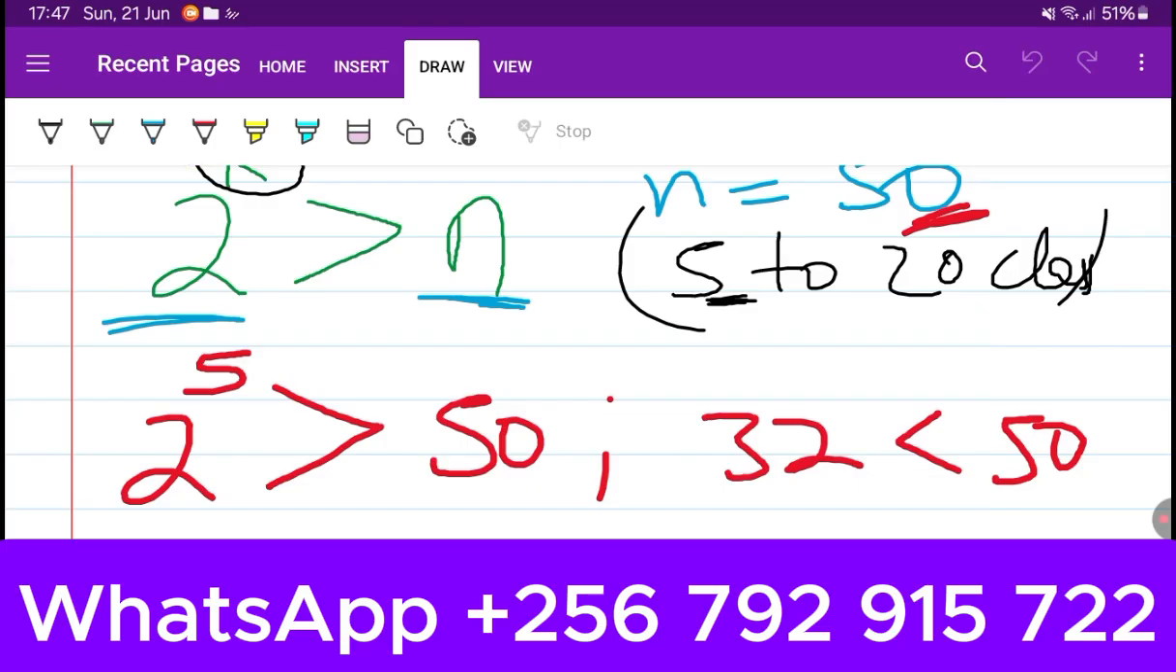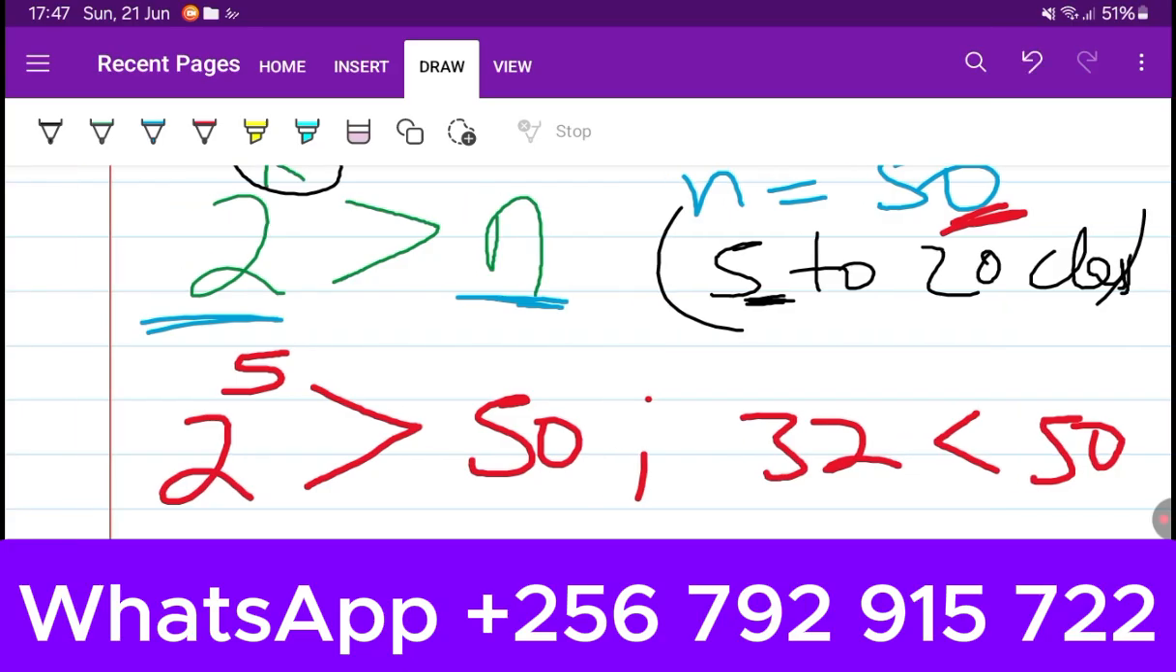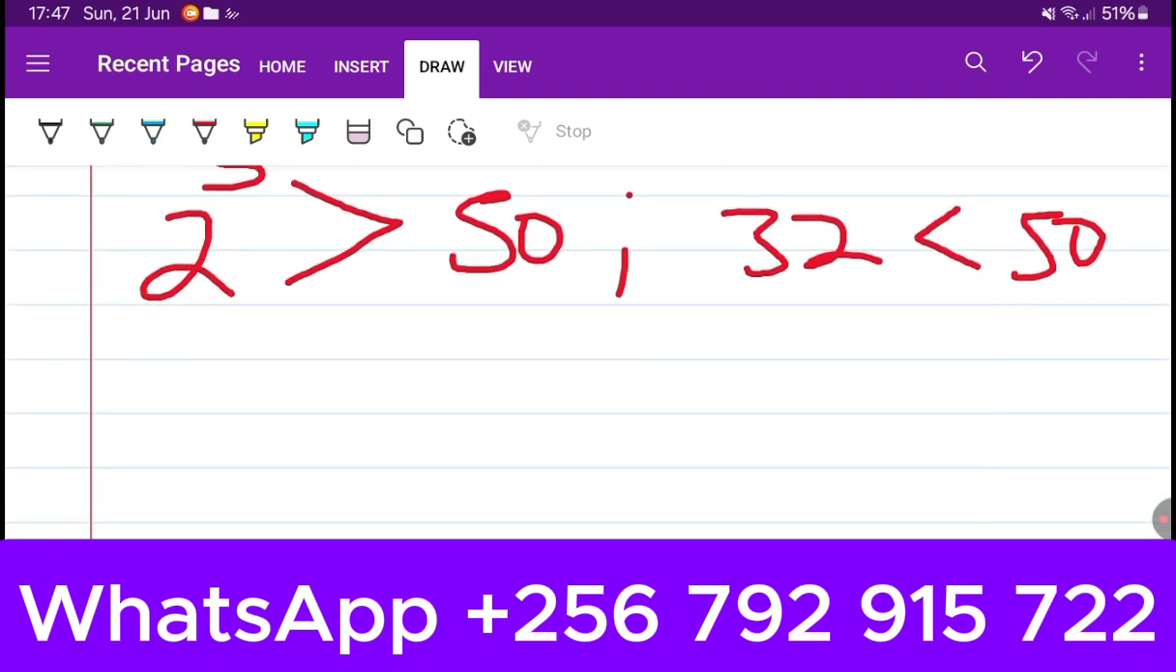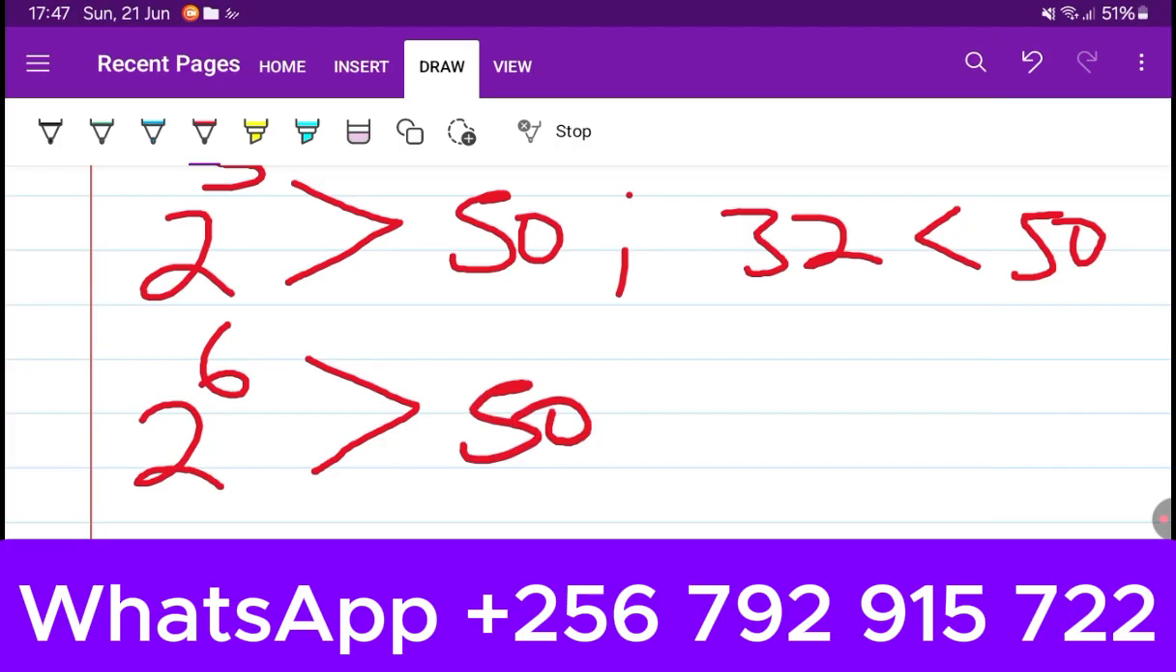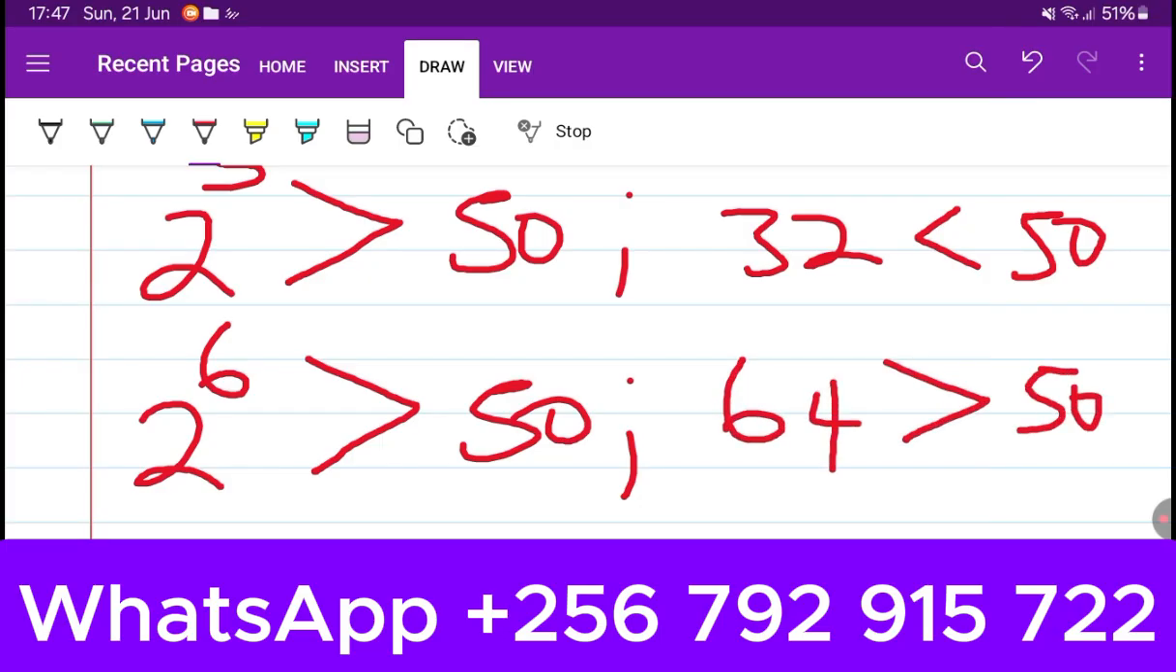Then you add another number. You say, maybe instead of me taking 5, let me now take a 6. You go and put in 2 to the power 6. The question I'm asking myself: is this greater than 50, which is our n? You find the solution: 2 to the power 6 is actually 64. So 64 is greater than 50. So I can actually take a 6.